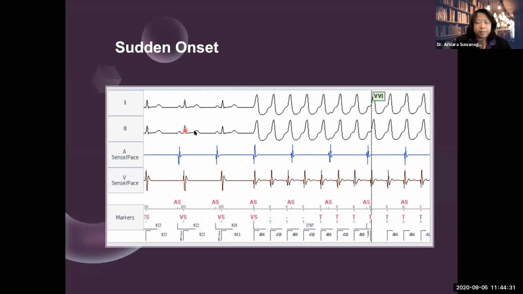Again, this is another picture showing you that there's an abrupt change of rate, and it will meet the sudden onset criteria. And if you look further, you can see that the interval of the fast heart rate is very, very stable. So it will meet the regularity or stability criteria as well. And since this is the dual chamber ICD, you can see that the atrial and ventricular association was V more than A, and this will all conclude as VT.